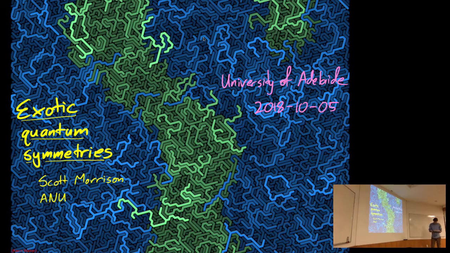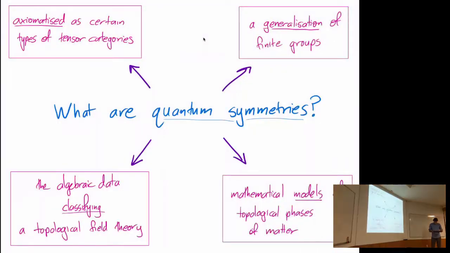Okay, so let's get going. I'm going to start at the beginning, giving you a bit of an introduction to what I mean by quantum symmetries, and a bit of the story of why we're studying them in the first place, and eventually I'll get on to some of the exotic aspects of quantum symmetry that we're trying to study. These are the four points I want to make at the beginning, motivating the idea of studying quantum symmetries.